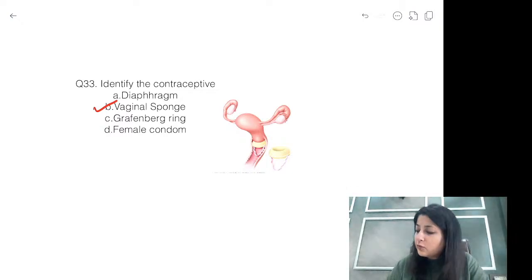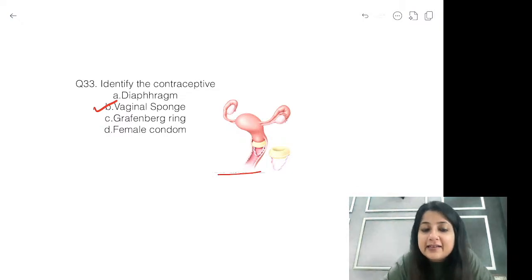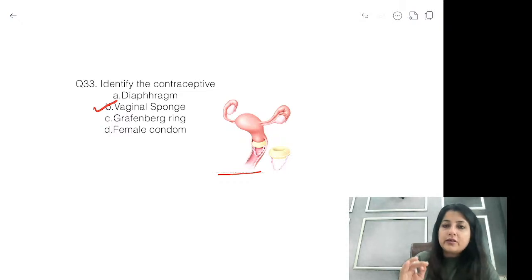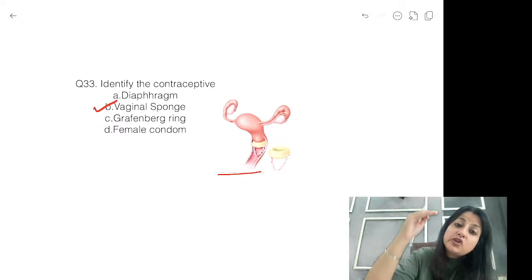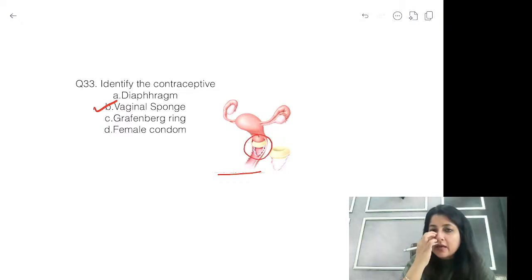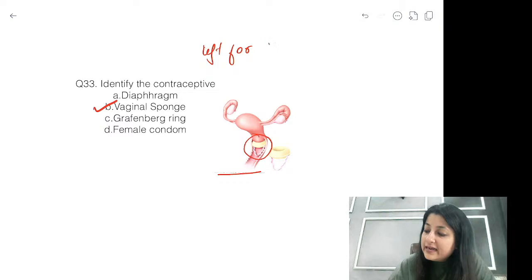Now, vaginal sponge, everyone, has a V-shaped band. It's very difficult, it needs technique to insert. You have to insert it in the vagina, then push it to be placed over the cervix. It has to be used 6 hours prior to ejaculation, and left for 6 hours post ejaculation, otherwise it will lead to toxic shock syndrome.